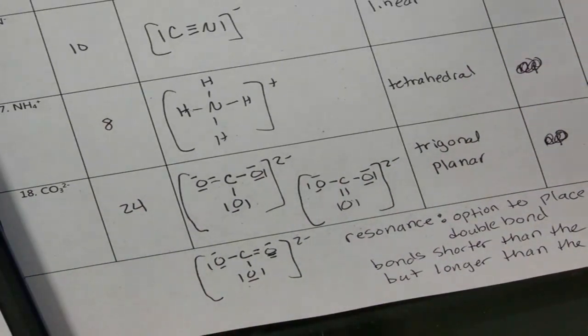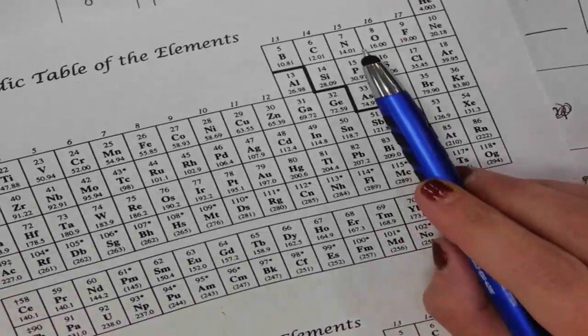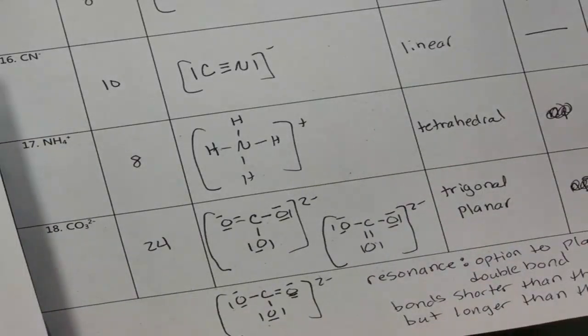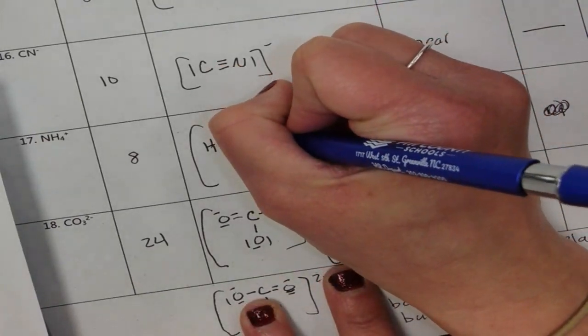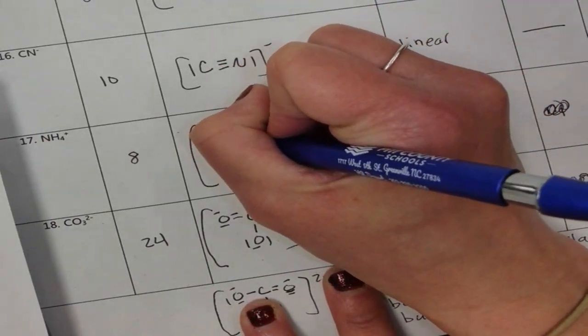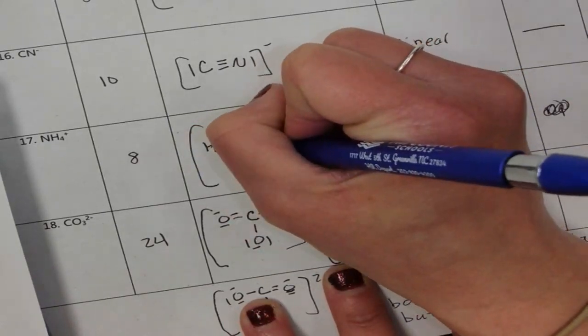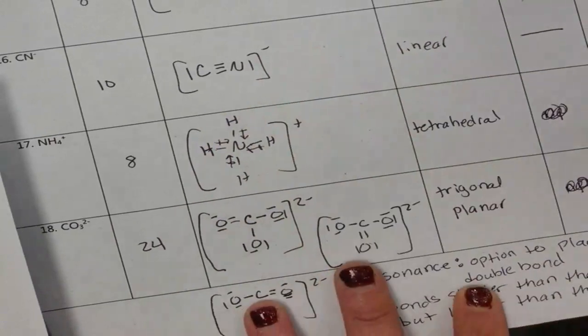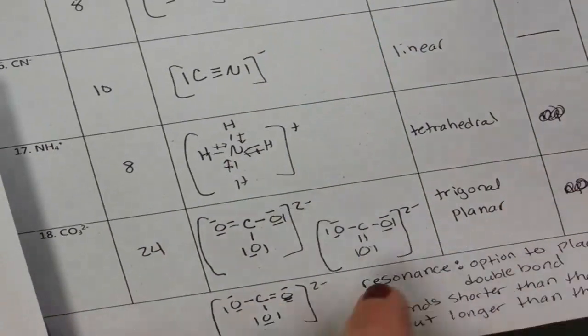Nitrogen is closer to fluorine than hydrogen. So nitrogen is going to be more electronegative. So my dipole goes towards the nitrogen. So that's bond polarity. But then we have the polarity of the entire molecule.